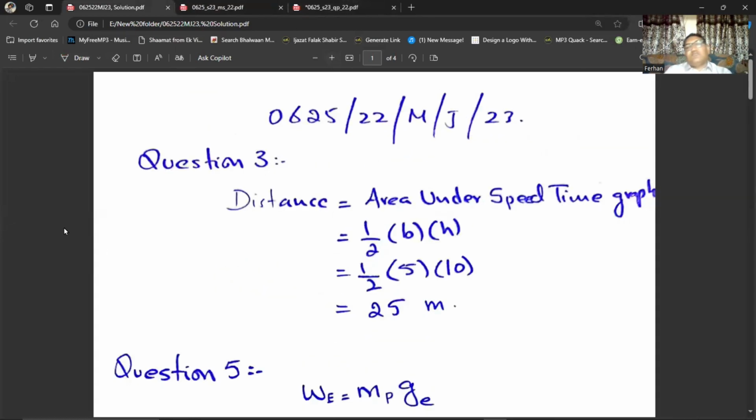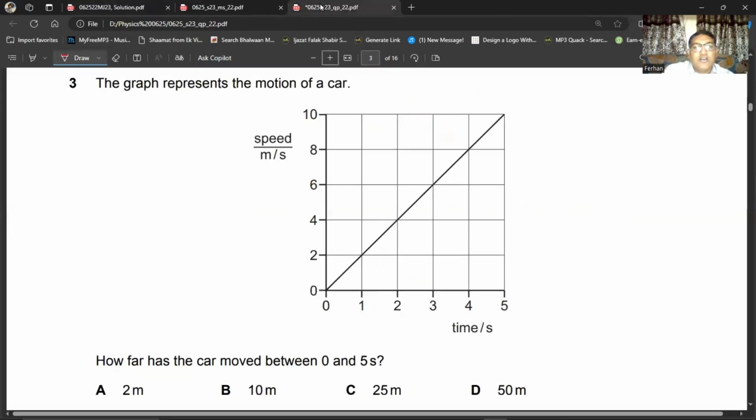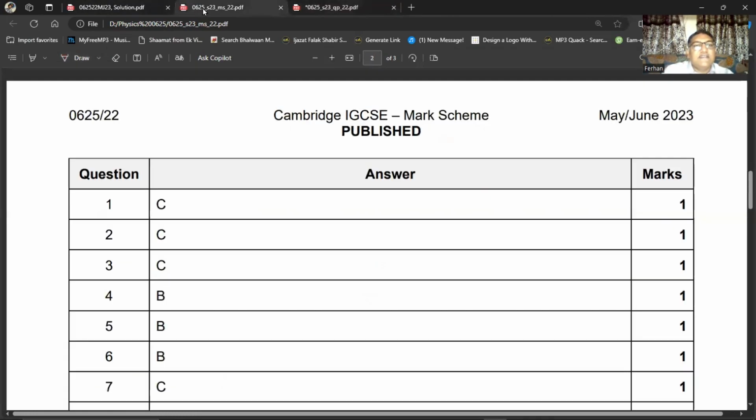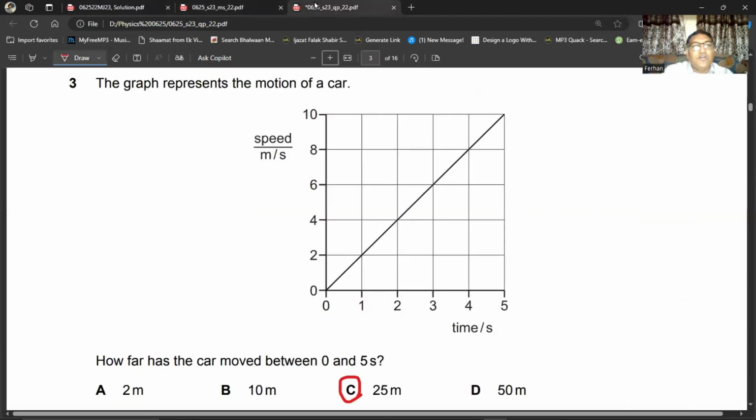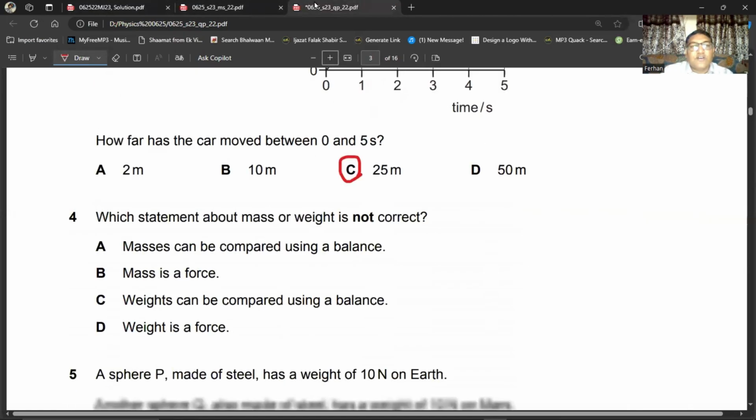The area under the speed-time graph is the shape of a triangle, so that is 1/2 base times height. So 1/2 times 5 times 10 gives 25 meters. So 25 meters is the answer, sir. I think C is the option here. So question number 3, C is the option. Yes, that's true. Okay, so we are going to the next question.